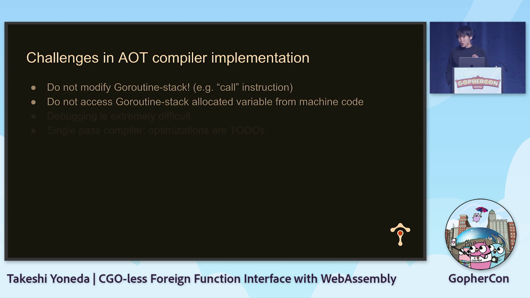And also, you shouldn't access goroutine stack allocated variables, because we have something called goroutine stack shrink and goroutine stack grow, right? It can happen at any time. And when you are accessing a specified variable on that goroutine stack, that address can change anytime. So it's very dangerous, and it can result in invalid memory access. So we shouldn't access the goroutine stack or goroutine allocated variables, right?